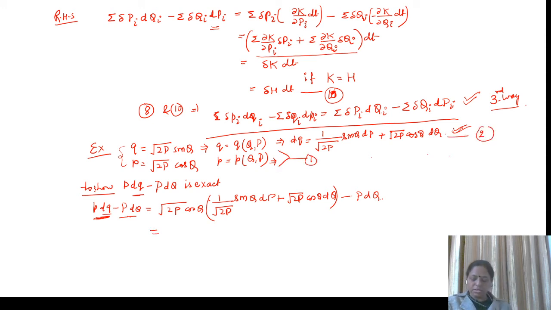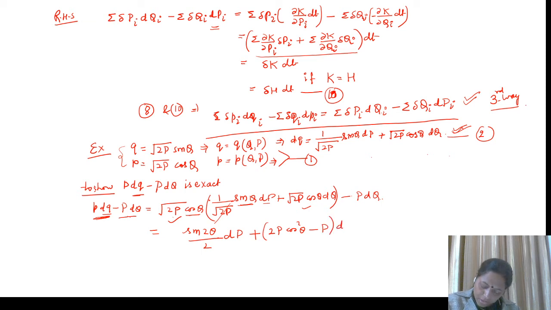Now there is just the adjustment of the terms in this expression. I write this cos q sine q dp, because root 2p will be cancelled with this root 2p. So I'll get sine theta cos theta. So I am writing sine 2 theta upon 2 dp, and then combine it with this term. This will be twice p cos square theta and then minus p and whole with dq.